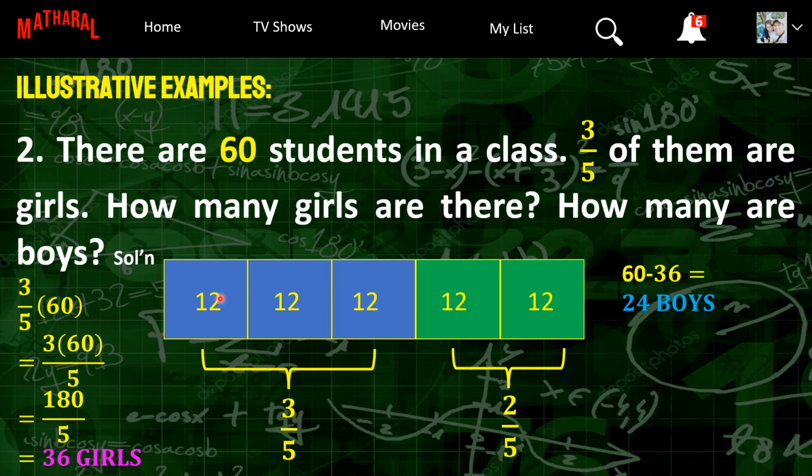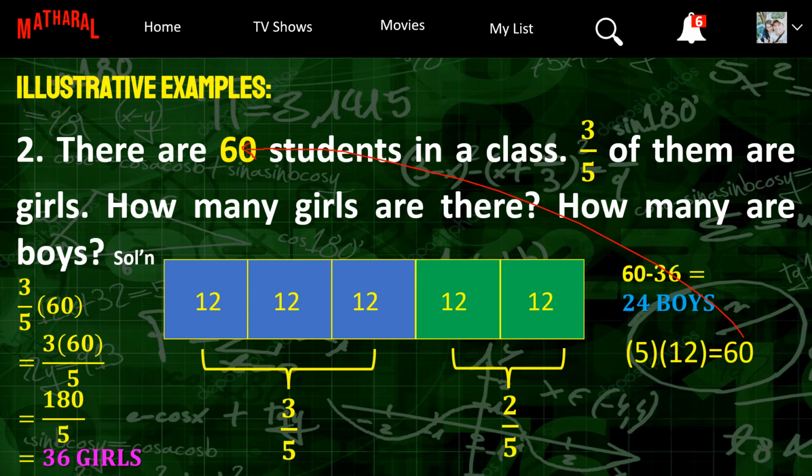And if you're going to counter check it, 12 plus 12 plus 12 plus 12 plus 12, or 5 times 12 is equal to 60, as what we had here, ito yung natalakay po dito. 60 students po sila, di po ba? Ayan po. At kitang-kita po siya. Napatunayan po na, okay, this is actually 60 students talaga.